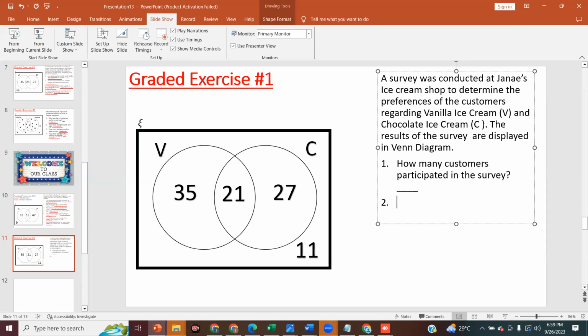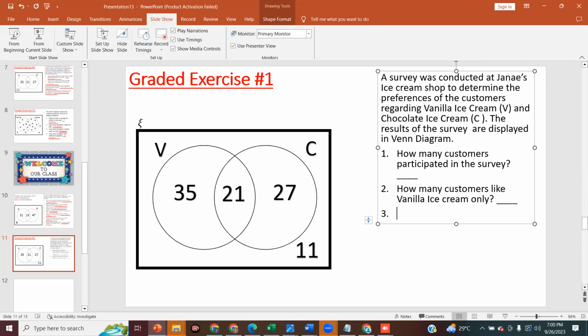Number 2: how many customers liked vanilla ice cream only? Number 3: how many customers like vanilla ice cream?